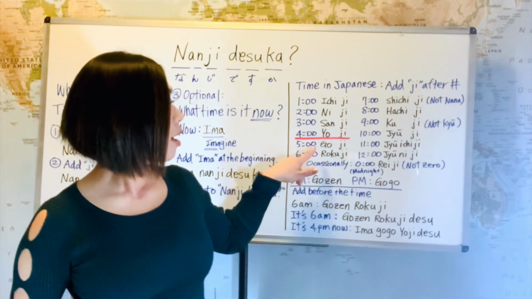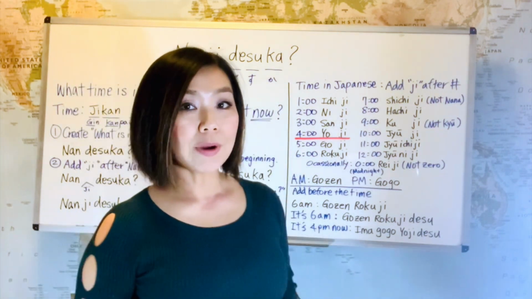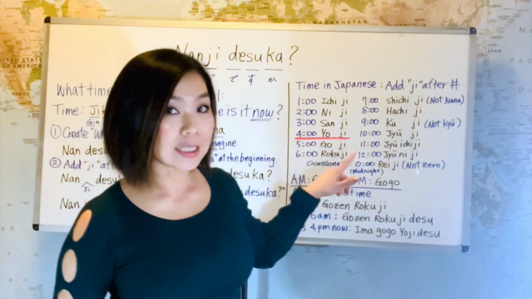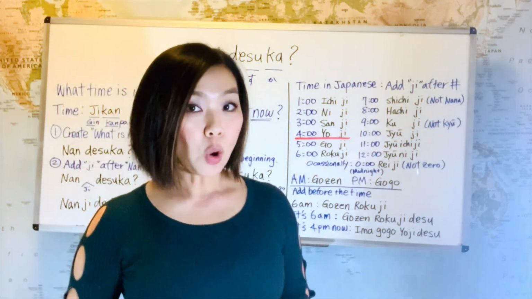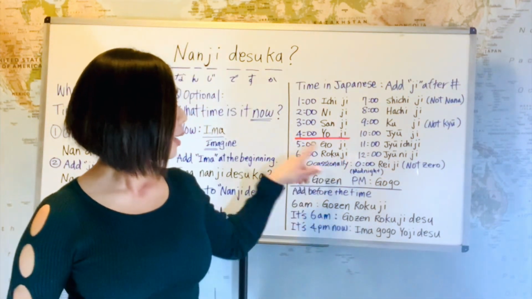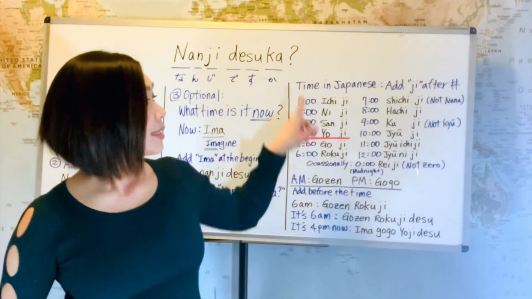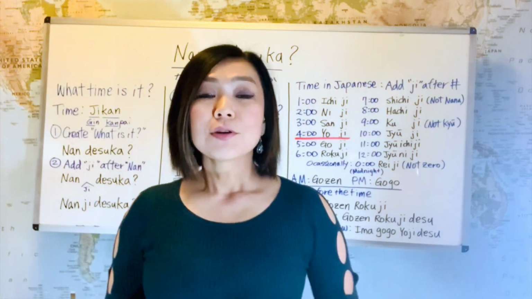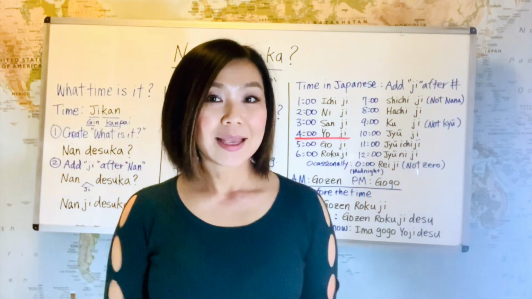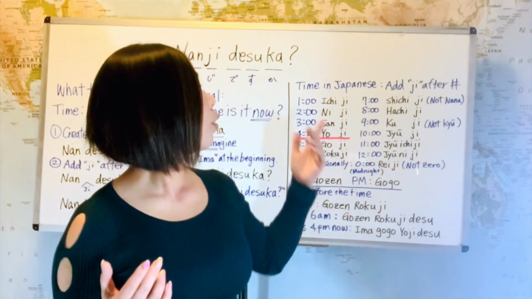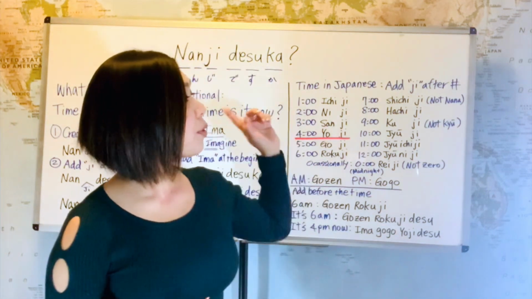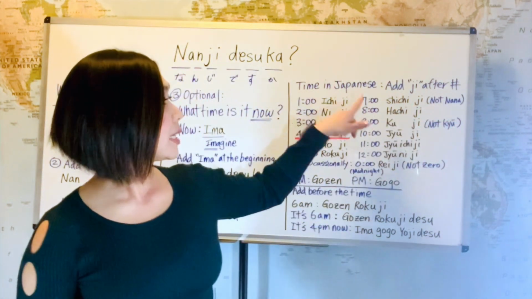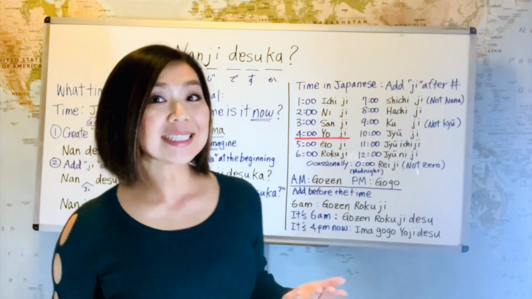Now 5 o'clock. 5 is go, right? Add ji and goji. And now 6 o'clock. 6 is roku, add ji and rokuji. And 7 o'clock. Now, what's 7 in Japanese? It's either nana or shichi. And when it comes to time, we don't use nana. We use shichi. So, shichiji. That's 7 o'clock.